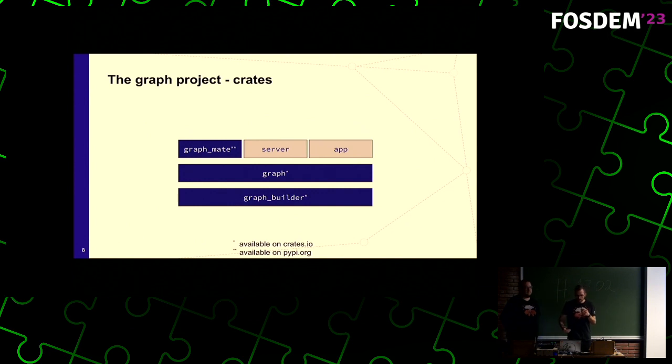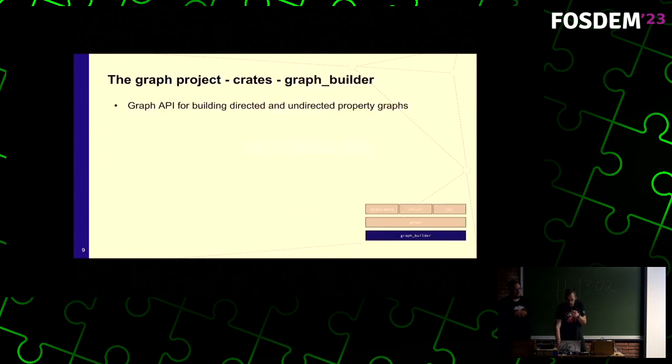On top of that, we have the actual graph crate. And yes, the name was free on Crates.io. It wasn't actually free, but the owner wanted to give it away anyway, so we took it. Lucky us. So yeah, this contains some algorithms, and then we have Graphmate, which are our Python bindings on top of the graph and the graph builder crates. The server is the Arrow server, and the app is a CLI application that we won't talk about today.